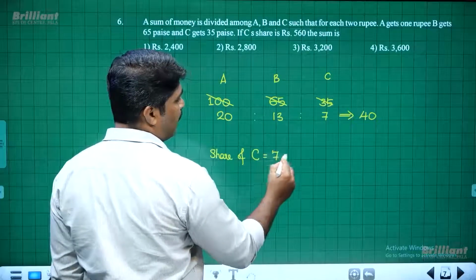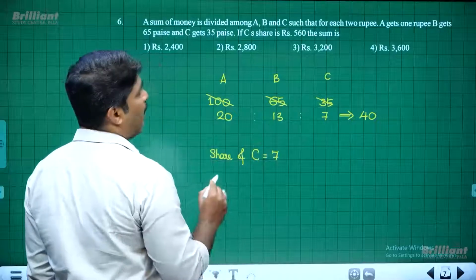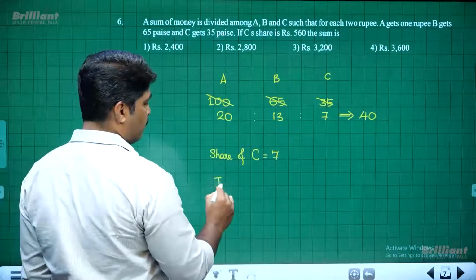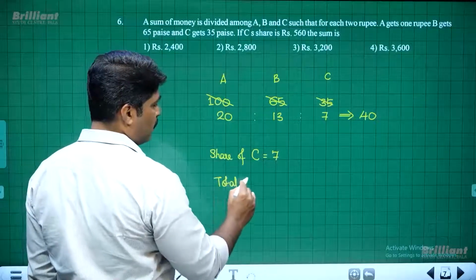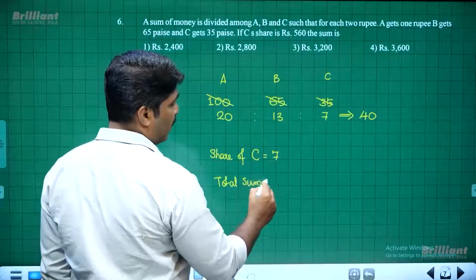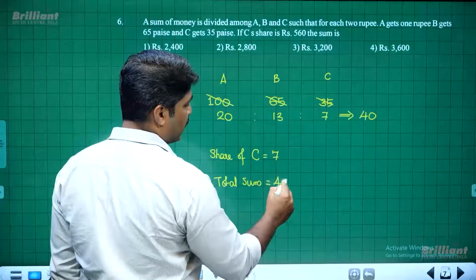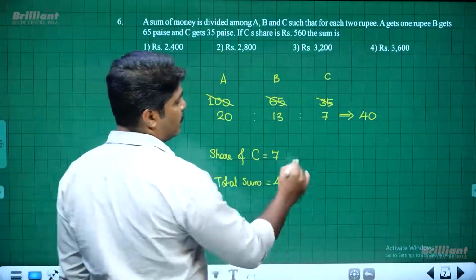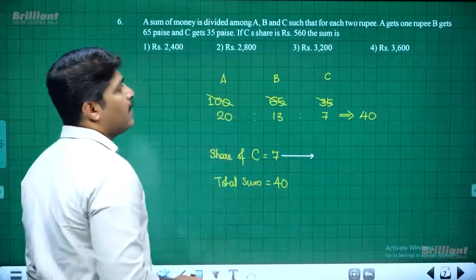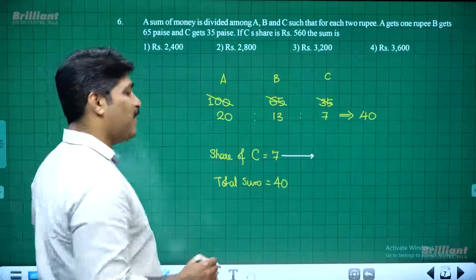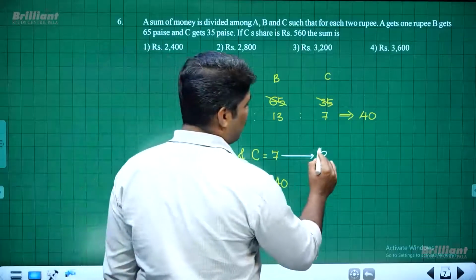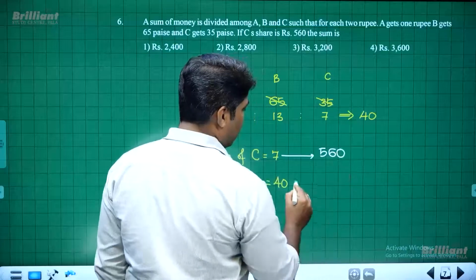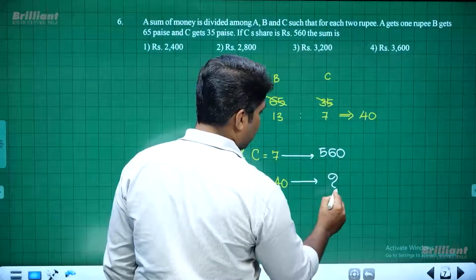As per the ratio values, it is 7. And here we have to find out the total sum. So what is the total sum here? 40, as per the ratio values. We are equating these quantities. It is given that the share of C is rupees 560. So this is rupees 560. Then we have to find out what this value is.